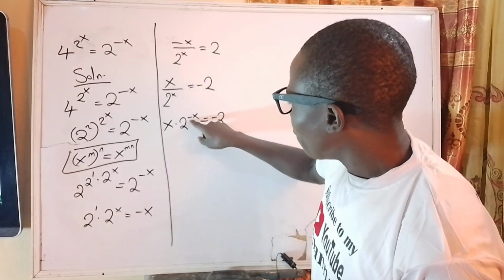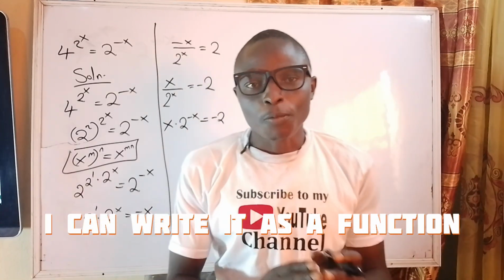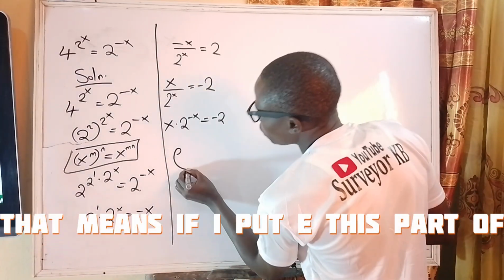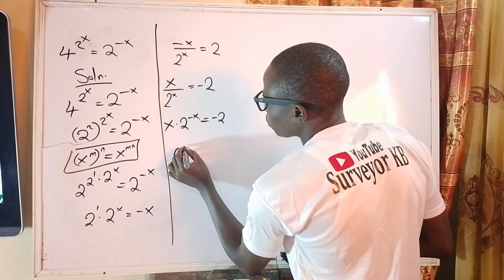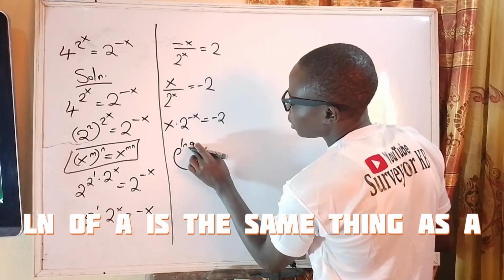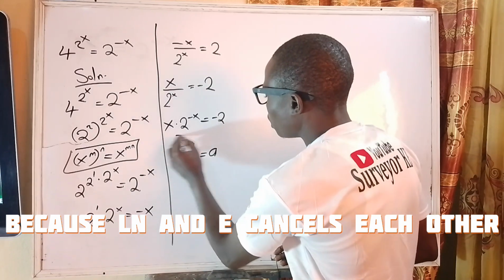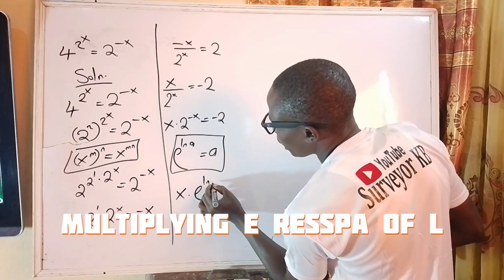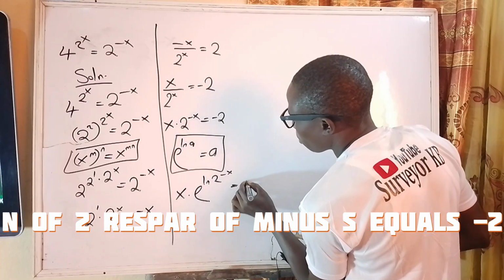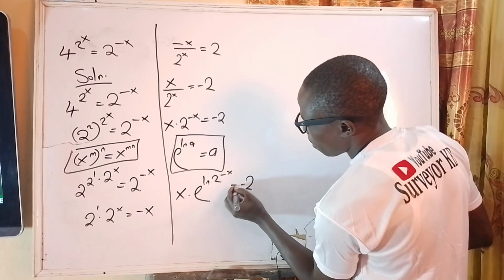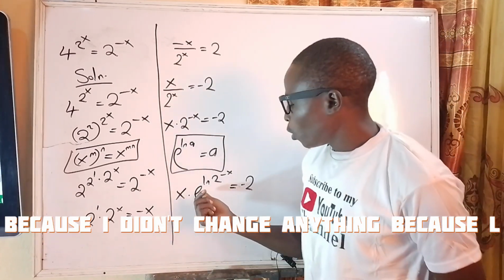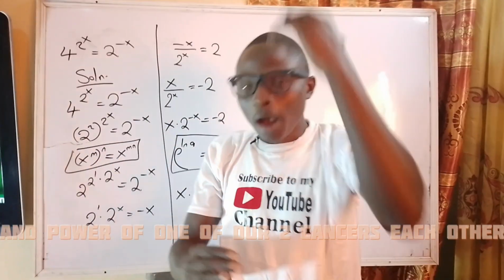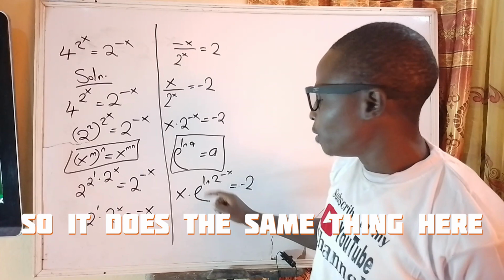Now, this 2 raised to the power of minus x, I can write it as a function of e, in terms of the Lambert W function. That means if I put e raised to the power of ln of a, it is the same thing as a, because ln and e cancel each other. So going by this, I can write this as x multiplying e raised to the power of ln of 2 raised to the power of minus x to be equal to minus 2. Don't mind my equality sign, I didn't change anything because ln and e cancel each other. It's just like a square root and the power of 1 over 2 cancel each other, so it does the same thing here.